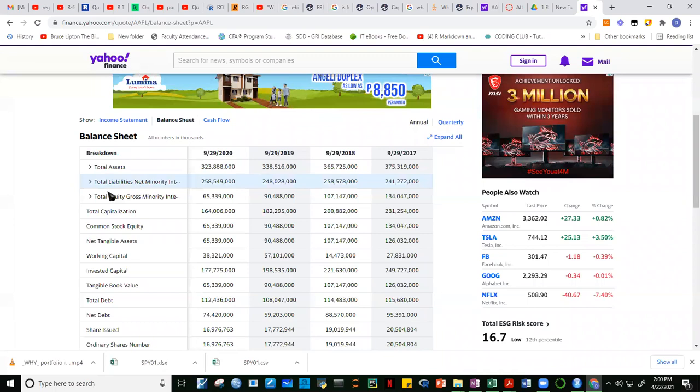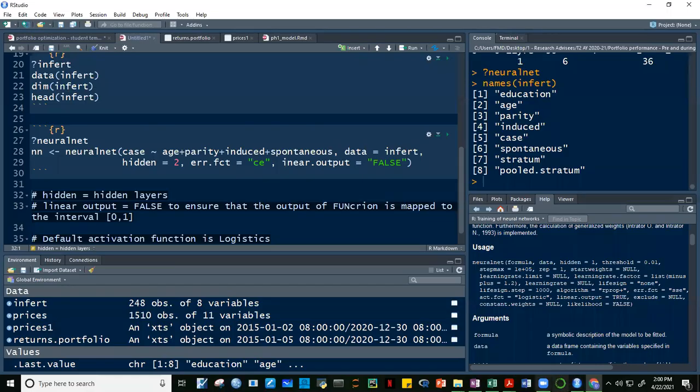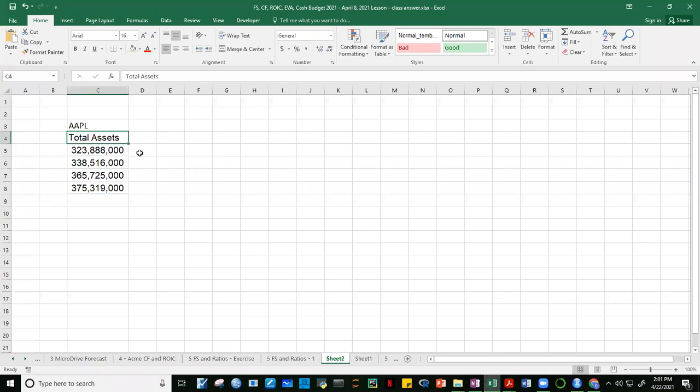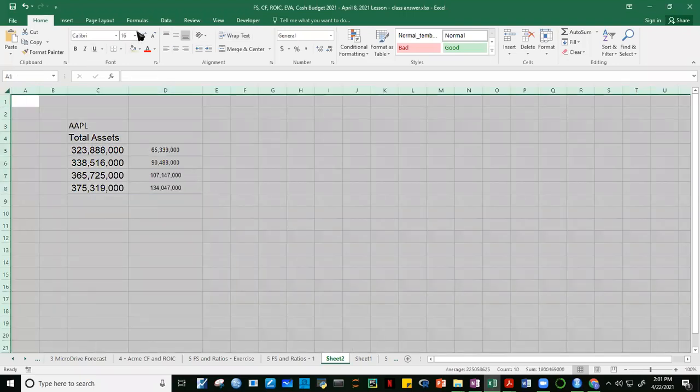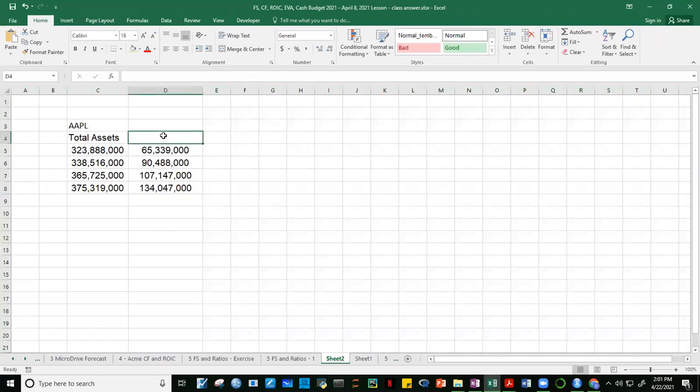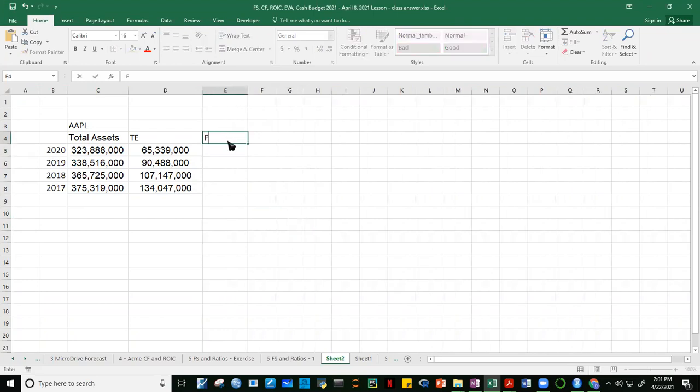Then let's copy yung total equity niya. Ito na lang. Control C. Oops. Control V. This is the total equity. So 2020 ba to? 2019. Okay, so let's compute for the FLM.